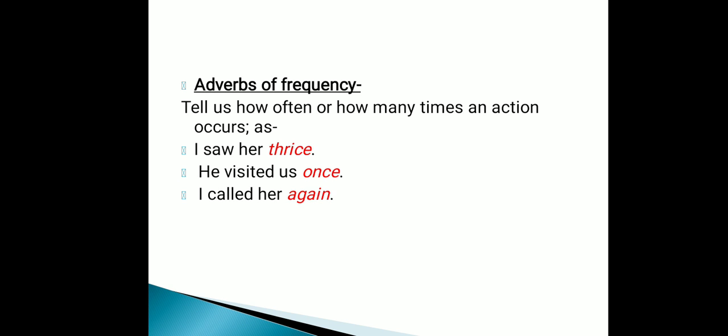He visited us. How many times he visited us? Once. I called her. How many times I called her? Again I called her. So, thrice, once, again in these examples are the adverbs of frequency. These examples tell us how many times an action occurs. Other examples like always, seldom, again, once, often. These are more examples of adverbs of frequency. Always remember students, all adverbs of frequency tell us how many times an action occurs or an action is done.